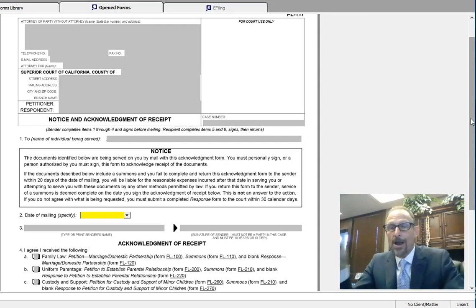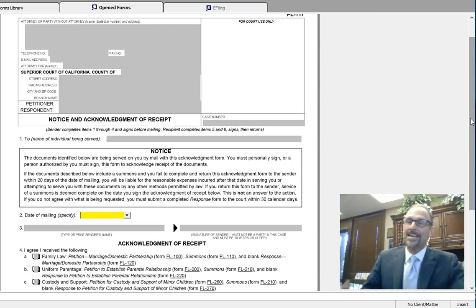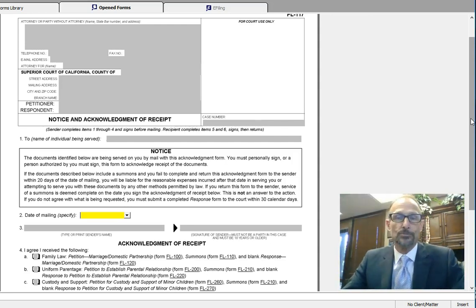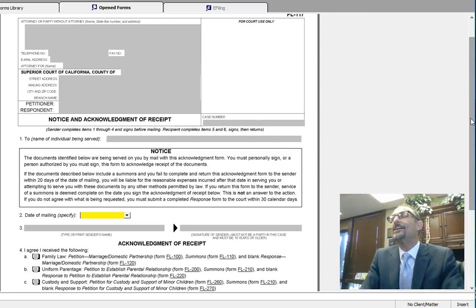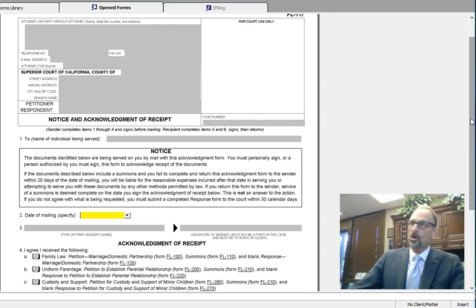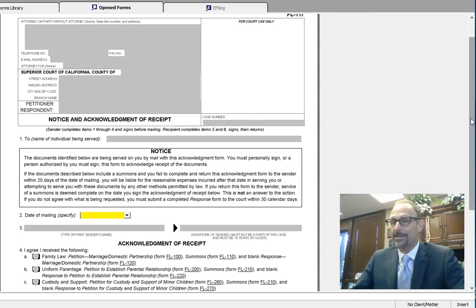If the documents described below include a summons, and you fail to complete and return this acknowledgement form to the sender within 20 days of receiving it, of the date of mailing, excuse me, you will be liable for the reasonable expenses incurred after that date in serving you or attempting to serve you with these documents by any other methods permitted by law. So real quickly, that simply means that if you don't sign this and send it back, and they have to go ahead and pay somebody $100 to then later serve you, the judge can order you to pay that $100 back because all you had to do was sign this form and send it back.